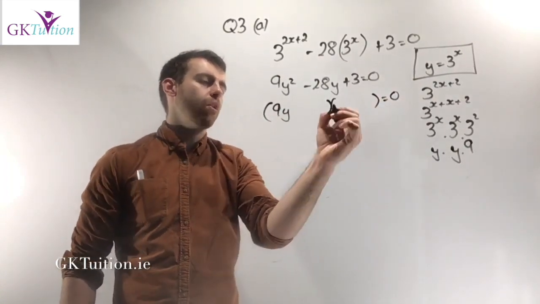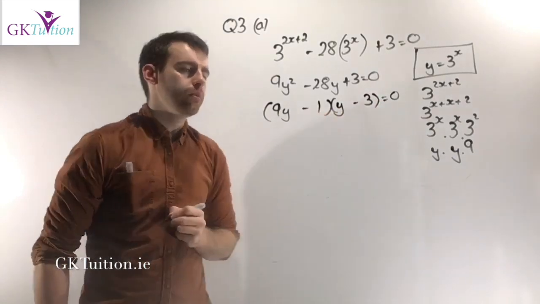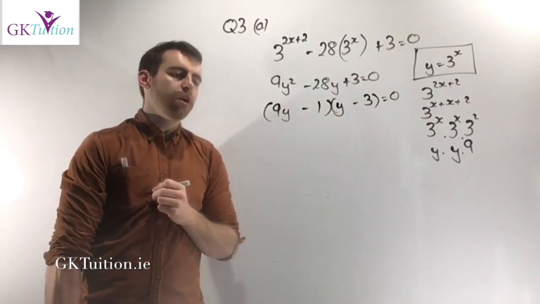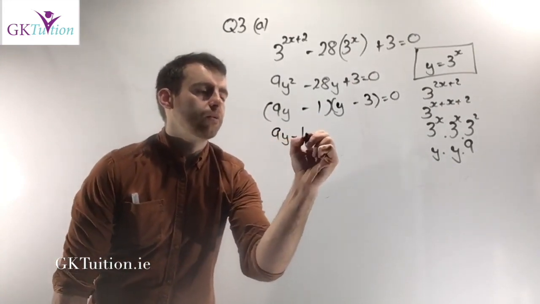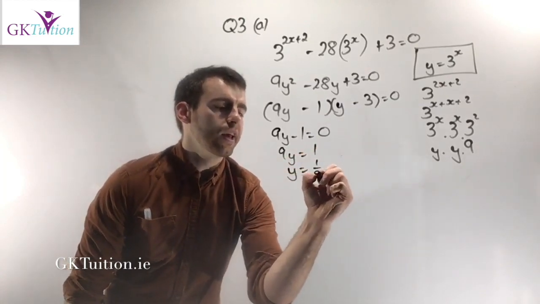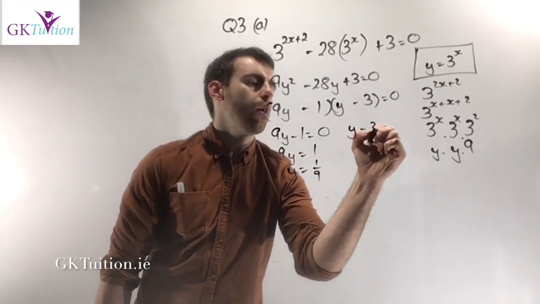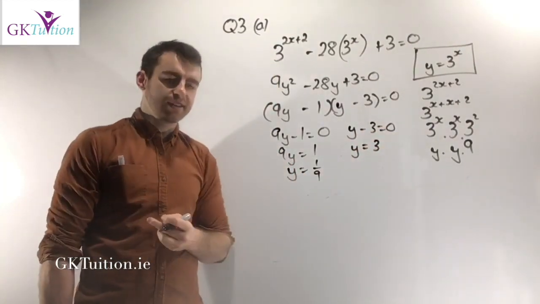The factors of 9y squared are 9y and y, 3 and 1, and both will be minuses. So my factors will be 9y minus 1 times y minus 3. I can now let each factor equal 0, and I should be able to get a value for y. Ultimately here I get y equals 1/9, or else I get y is equal to plus 3. Now, you're on 7 out of 10 at this stage.